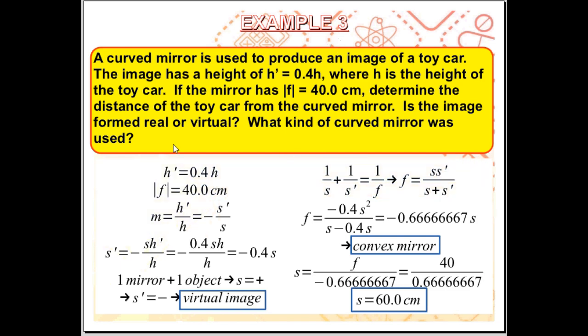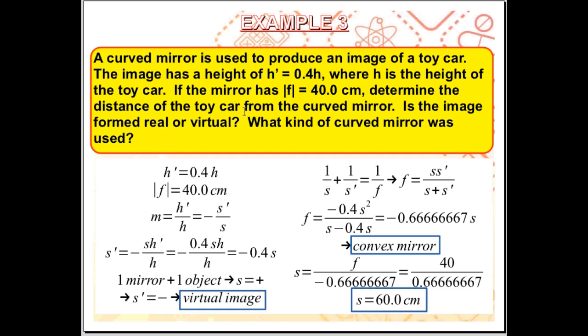You have the following problem. A curved mirror is used to produce an image of a toy car. So you have an actual object, a toy car. The image has a height of h prime equal to 0.4 h, where h is the height of the toy car. If the mirror has an absolute value of f equal to 40.0 centimeters, so absolute value of the focal length. So we don't know if the actual f is positive or negative, but we know the absolute value is 40 centimeters. Determine the distance of the toy car from the curved mirror.